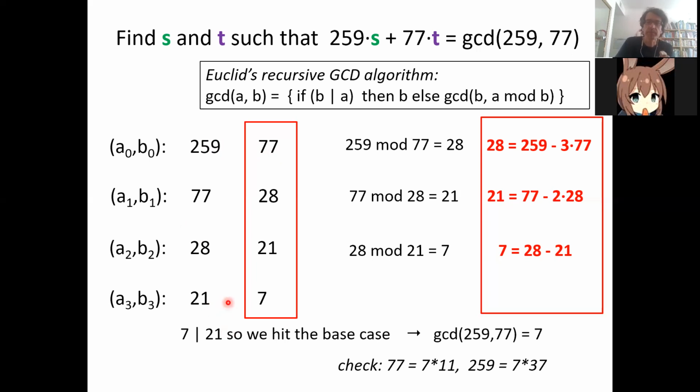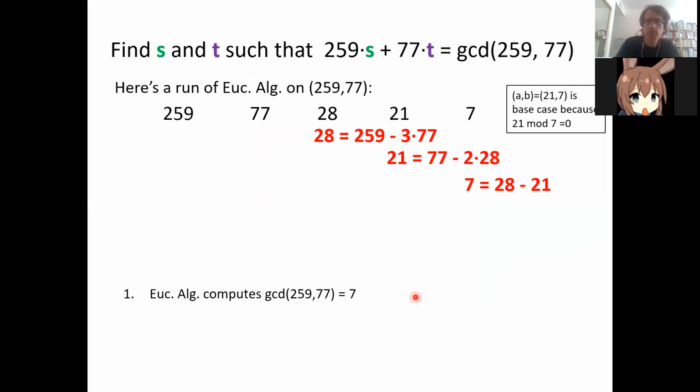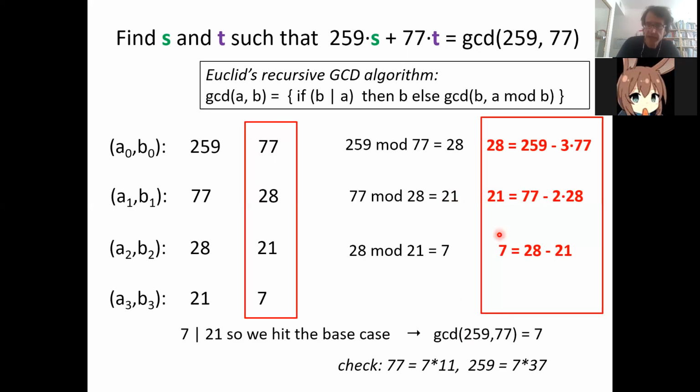Now, we can use these equations to find these two parameters S and T. Okay, so observe how this is done. I'll just do it on an example. This is a trace of this Euclidean algorithm. Okay, this is the important part.